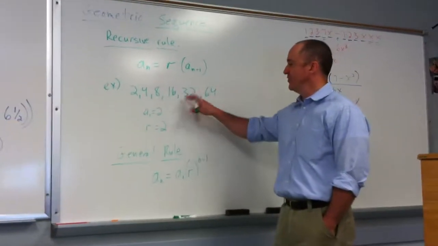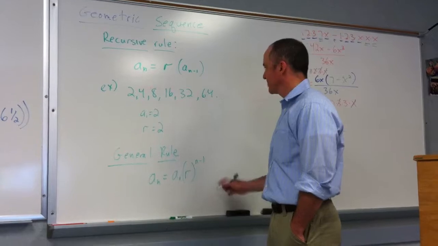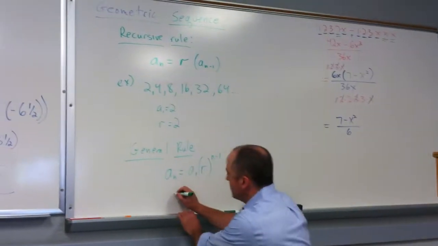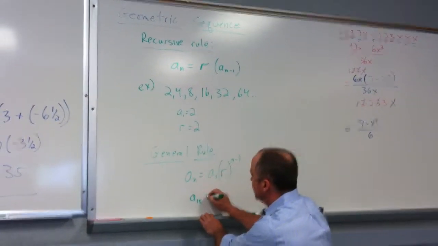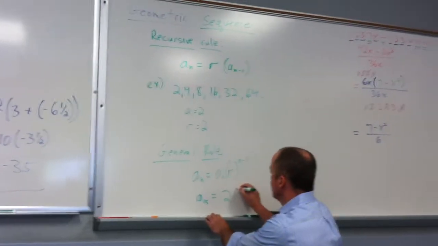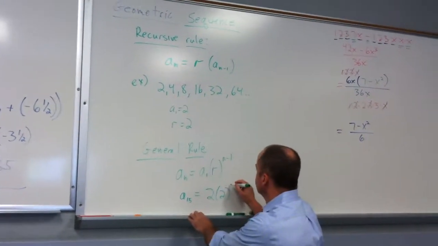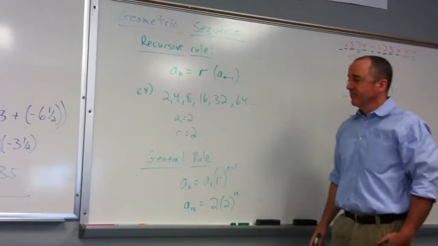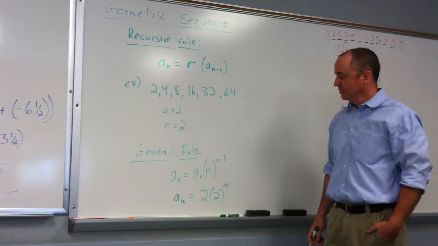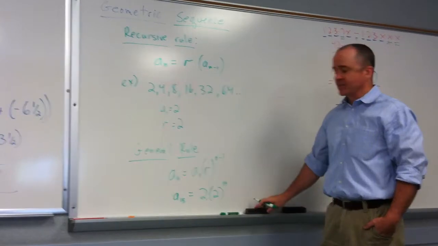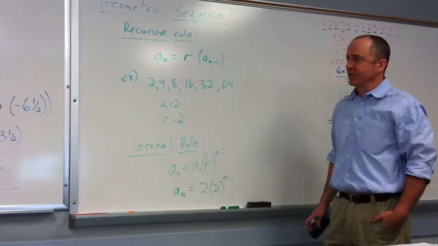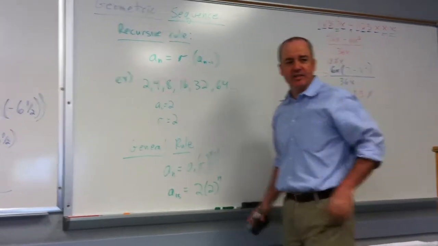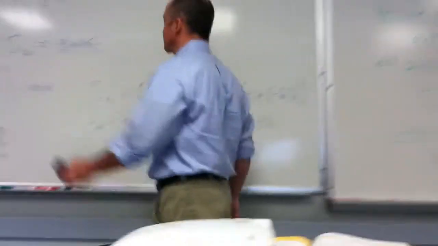So if you want to know the 15th term of this sequence, a sub 15 would be 2 times 2 to the 14th power. Can I raise a couple down to 14? Or I'd ask you to leave it like that. Yeah, I would not have you multiply 2 by itself 14 times. That is just not the best use of your time in the 21st century.